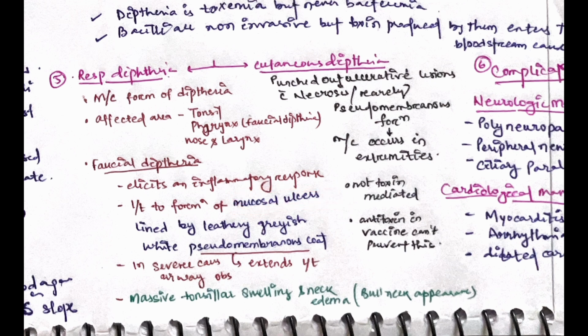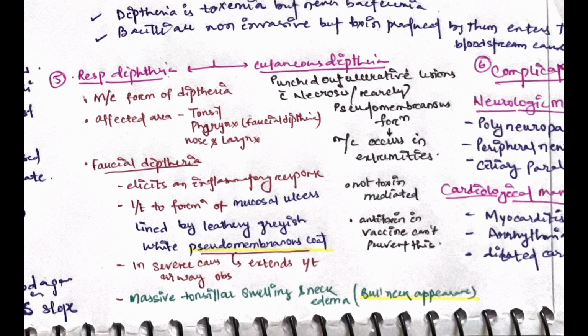Mucosal ulcers which are lined by a grayish, leathery, grayish white pseudomembranous coat. Now if this pseudomembranous coat is not taken care of and a severe case occurs, then this will extend and obstruct the airway. That will be a serious condition. Another feature is massive tonsillar swelling and neck edema. So that is bull neck appearance.